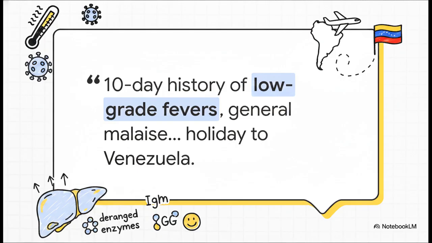Notice that the ALT is markedly elevated. Why does this matter? Because in acute viral hepatitis, ALT is typically higher than AST. That is the exact opposite of what you'd see in alcoholic hepatitis, where your AST is usually double the ALT.